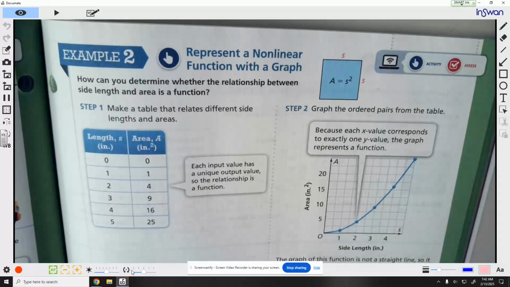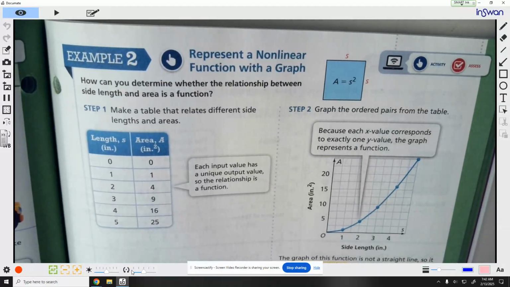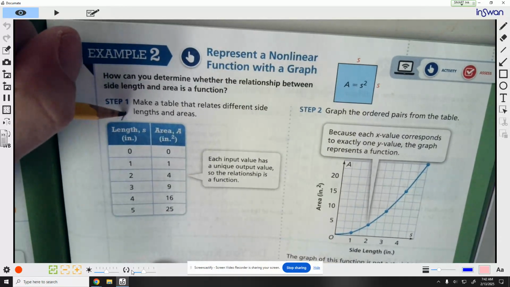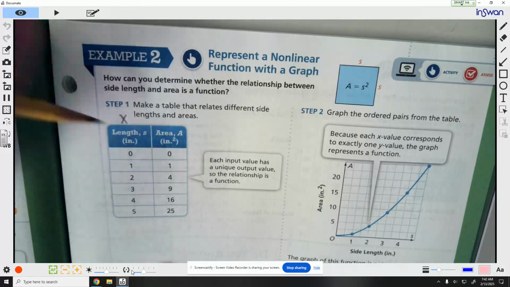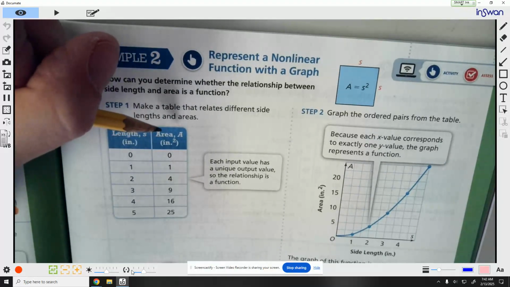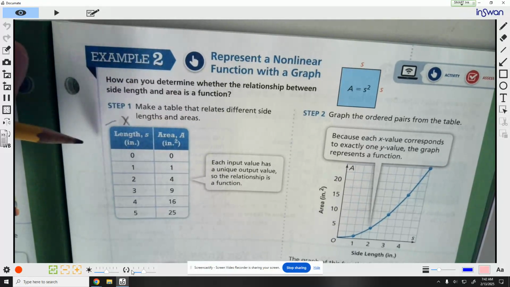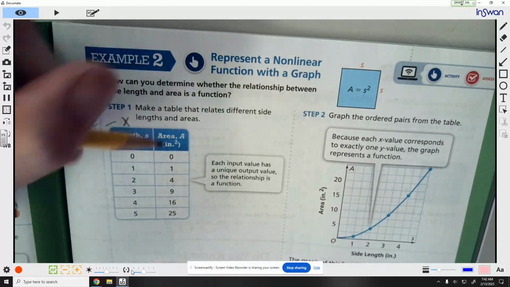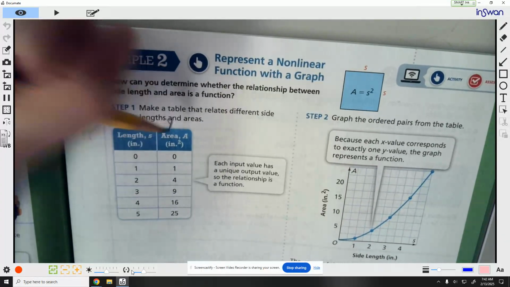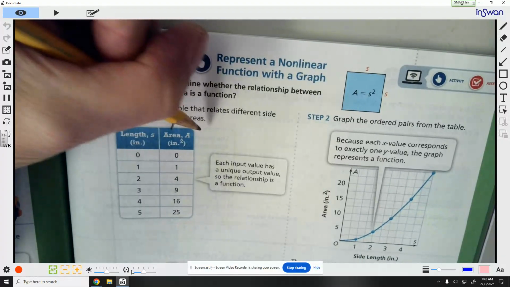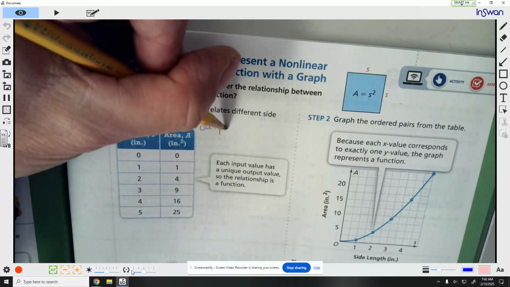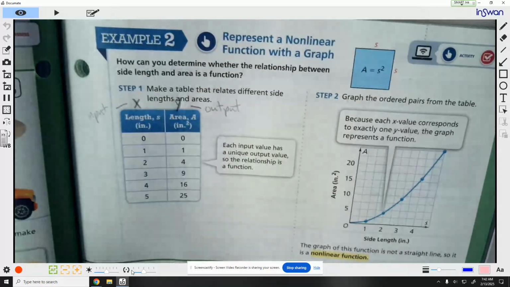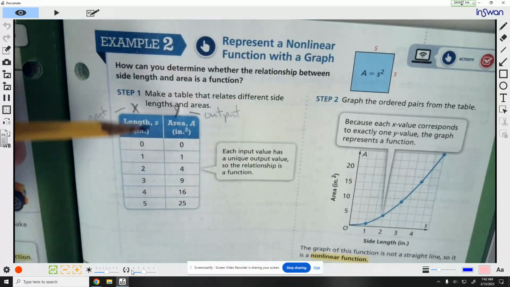How can you determine whether the relationship between side length and area is a function? So if we look at a table, we set it up. This first column is really our x values, and the x values are what we call our input values. Over here, the second column is our y values, and the y values are the outputs. So this is an input-output table, or an xy table. And it's asking if this is a function.